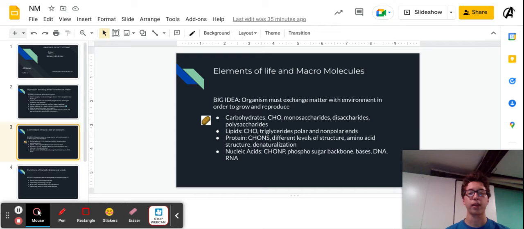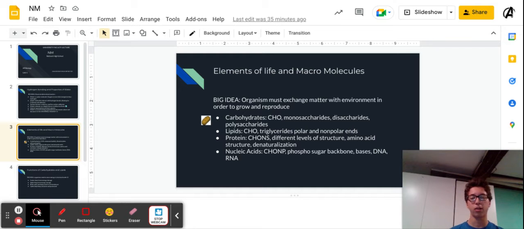Lipids are made of carbon, hydrogen, and oxygen. So an example of it is triglycerides, which have polar and nonpolar ends. So the glycerol is going to be polar, whereas the fatty acid chains are going to be nonpolar, and that's going to lead to really important properties of it.